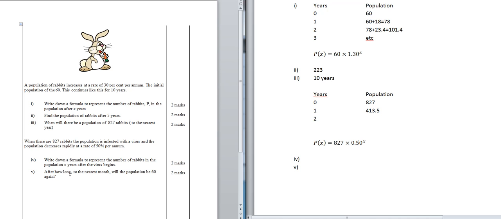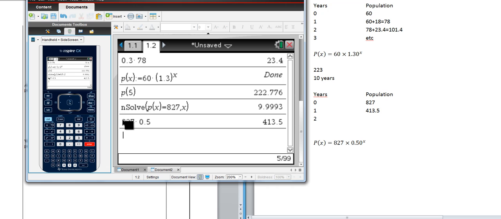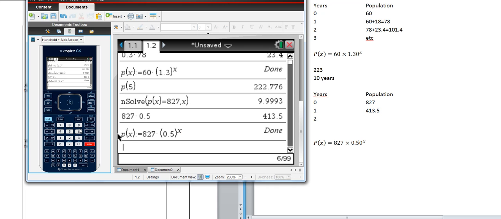After how long to the nearest month will the population be 60 again? So let's use the same function. We have to define a function. Let's choose p of x. We define it 827 times 0.50 to the power of x. Done.